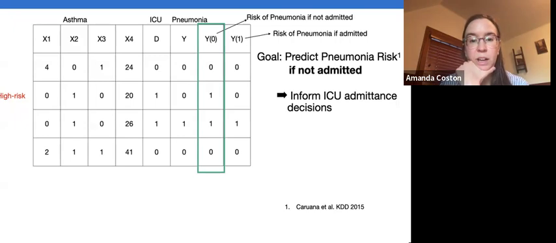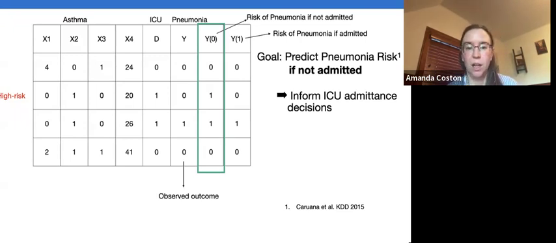The challenge is, right, the target in this setting, where we want to predict pneumonia risk if not admitted, is this column, Y of 0. So that's what's clinically relevant, and ideally we would want to regress that on those predictive features to build our machine learning algorithm. The challenge is that we only observe this column, the Y. So we only observe outcomes under the historical decision-making policy. So then the challenge becomes, how can we use this observed outcome to identify this hypothetical outcome that we really want to be our target of prediction? And we'll get into some of the approaches for that later in the talk.